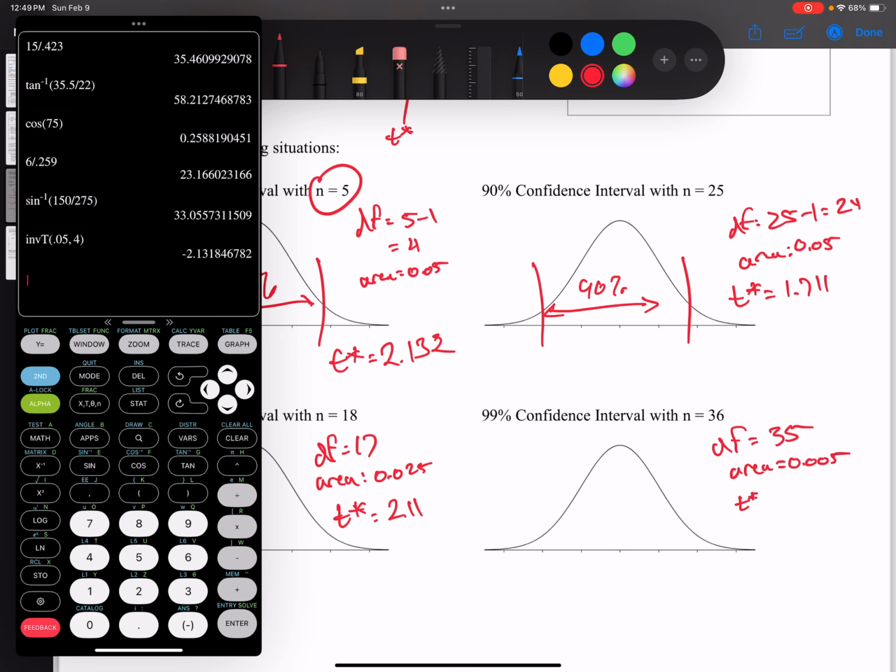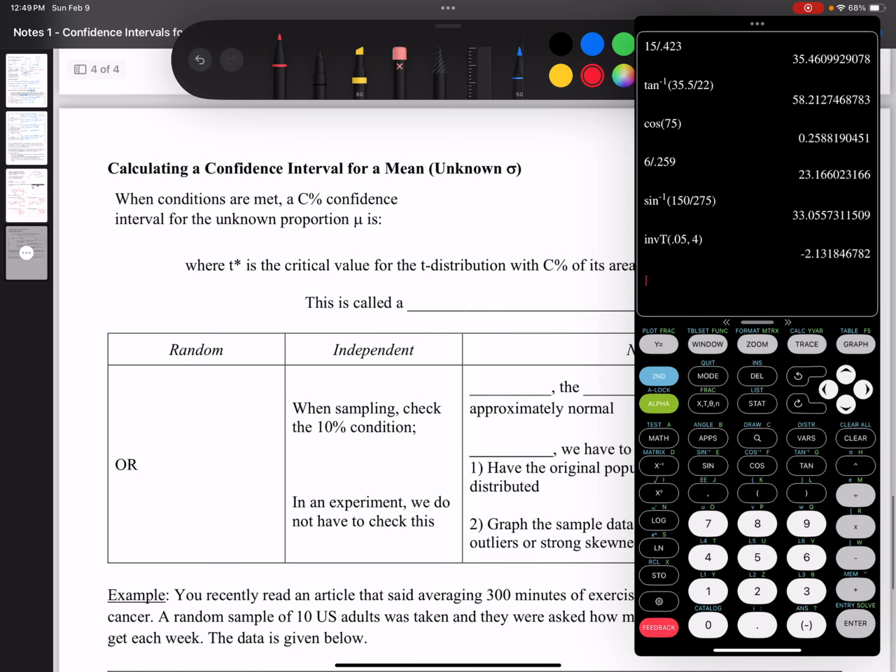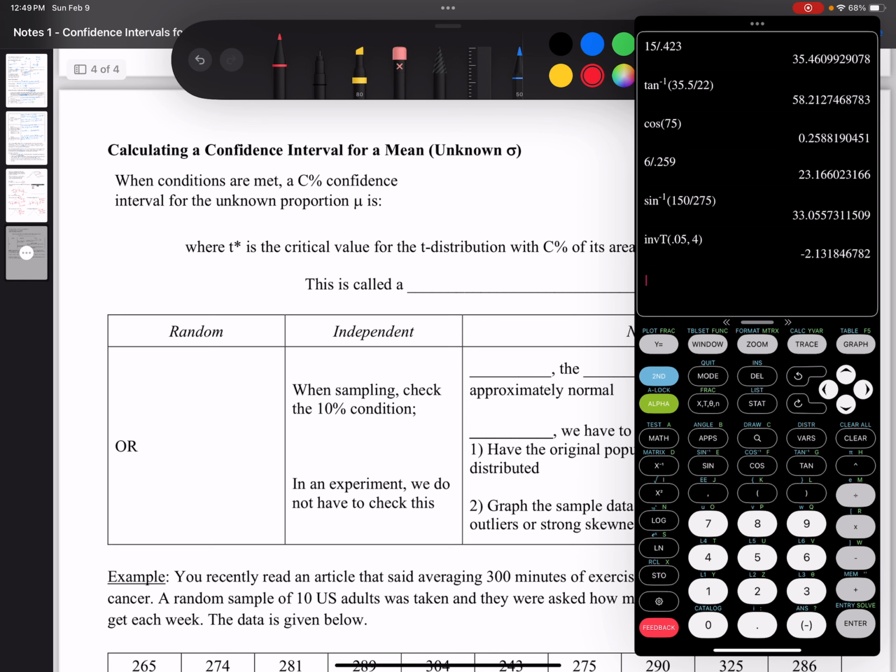That makes our t star 2.724. All right, moving on.